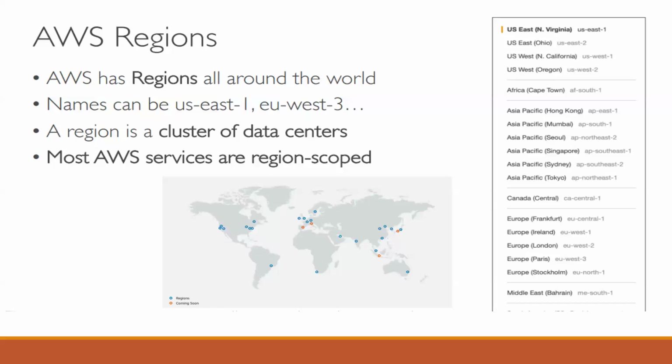A region is a cluster of data centers. What is a region, guys? A region is nothing but a cluster of data centers. So names can be US East 1, West 3. Most AWS services are region scoped.